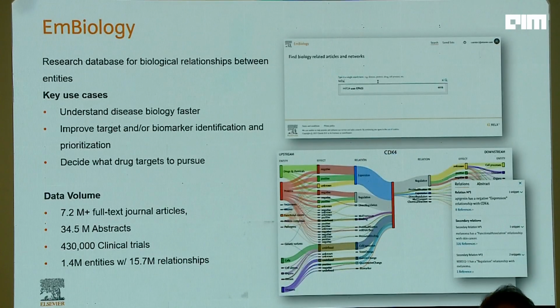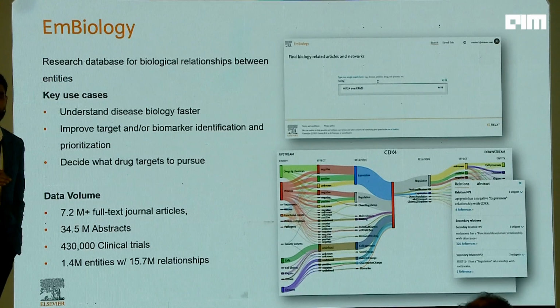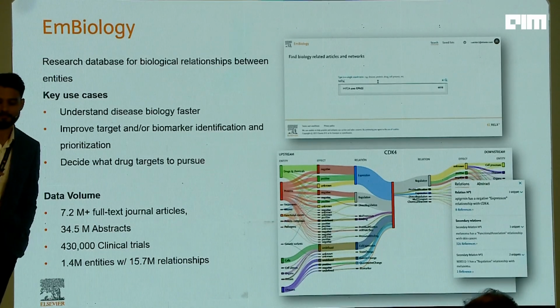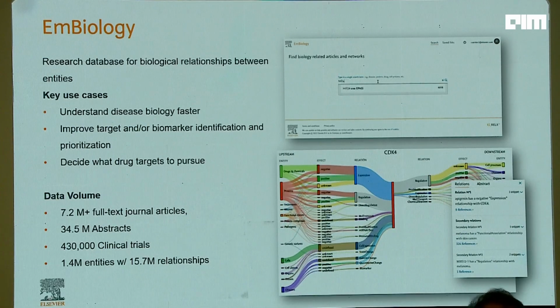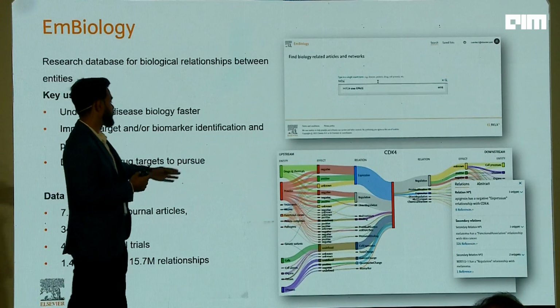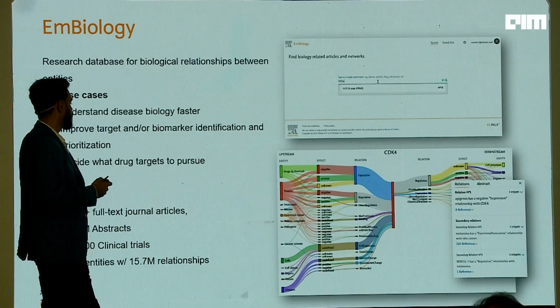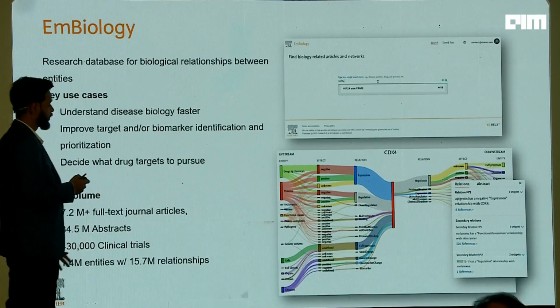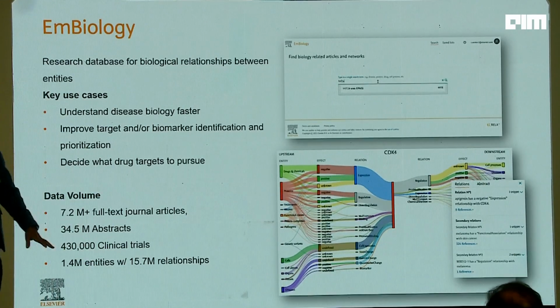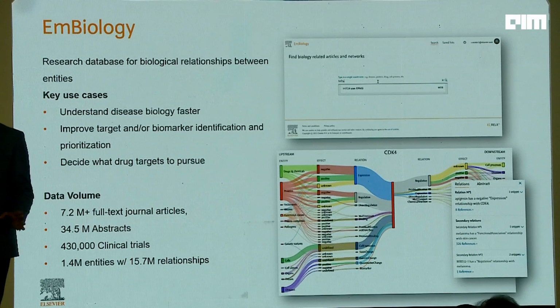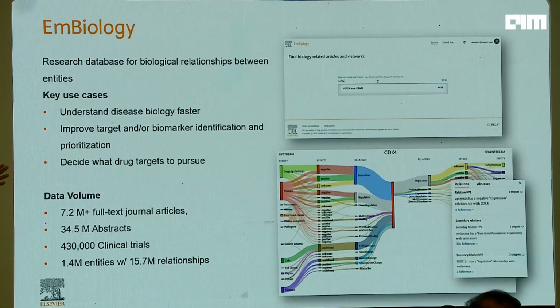Then we have another product, which is mBiology, and it focuses on biological relationships between entities. If you search for a protein, as in this example, we see many relations. We see its relations with drugs, then we have proteins which are related to it, and we also see effects on it. Is it a positive or negative effect? It is all showcased with the Sankey flow here.